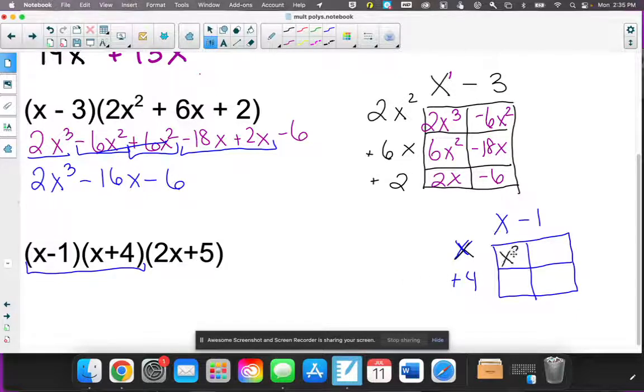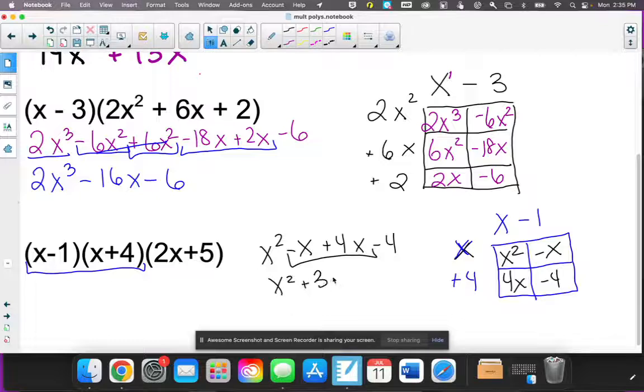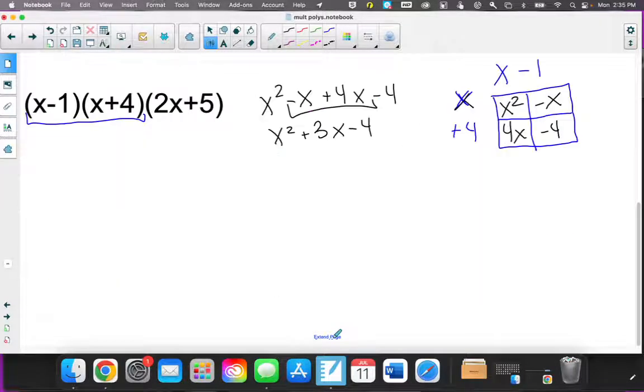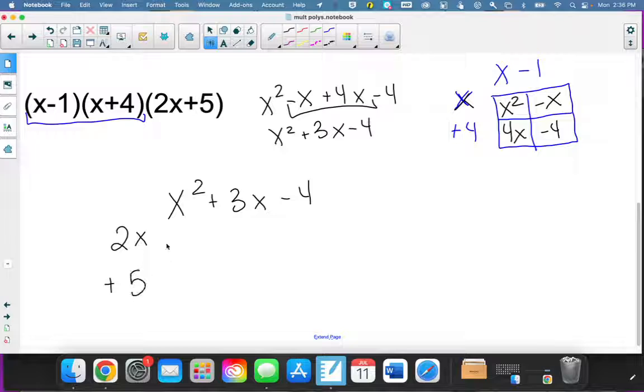So x times x, okay, x times negative 1, 4 times x, and 4 times negative 1. All right, so go through and combine your like terms right there in the middle, right? So x squared plus 3x minus 4. Okay, so now we need to make another area model, right? Because this is now our area, and you can put it either way you like. So x squared plus 3x minus 4. I'll put it across, and then I'll do the 2x plus 5 going down.